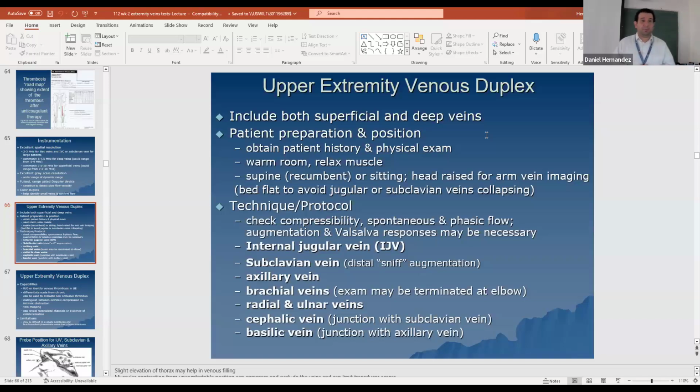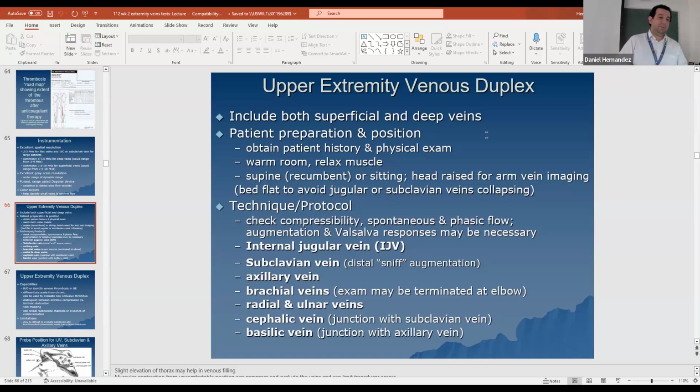With our technique, we're going to check for compressibility. We're going to document spontaneous and phasic flow. If necessary, we would perform augmentation or Valsalva responses. Again, our duplex for upper extremity will start with the internal jugular vein. Then we move to the subclavian vein, documenting compressibility, documenting flow. We're documenting phasicity with our Doppler tracings. So again, we just move through the segments: internal jugular vein, move to subclavian vein, then axillary, brachials. Some places terminate their exam with the brachials. They don't actually go into radial and ulnar.